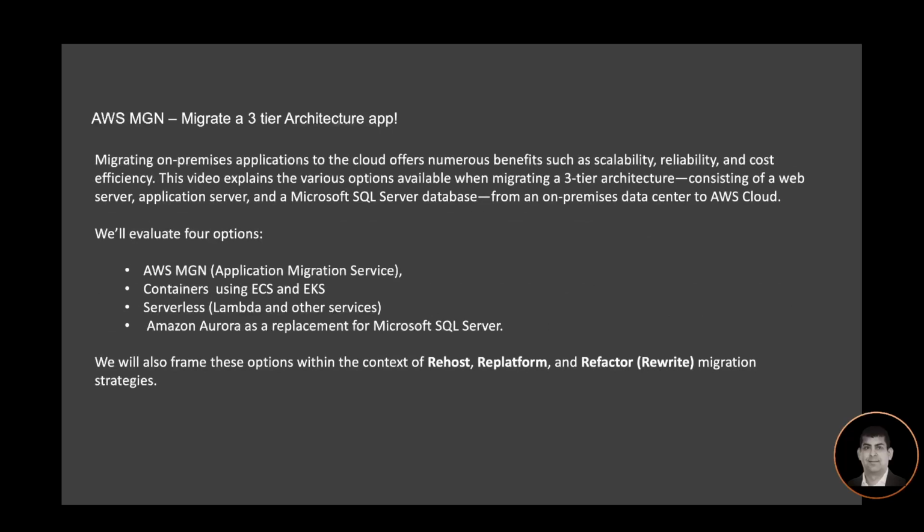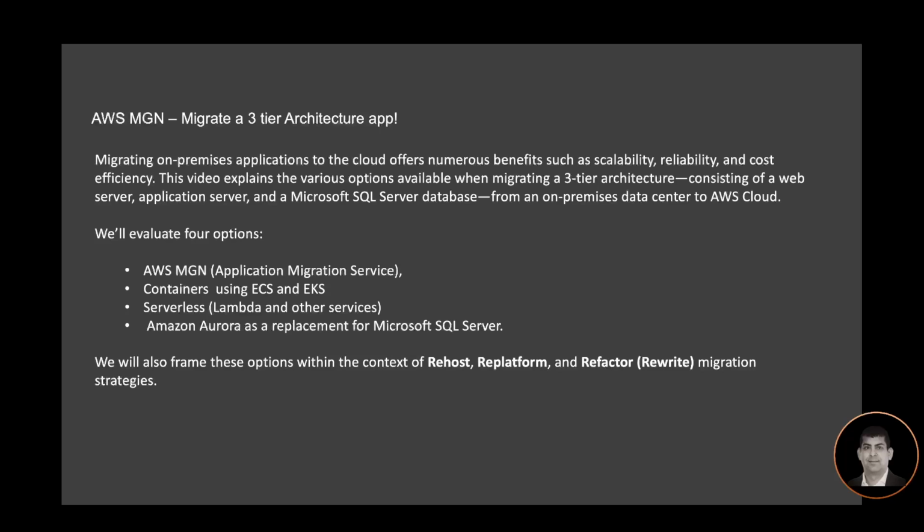Migrating on-premise applications to the cloud offers numerous benefits such as scalability, reliability, and cost efficiency. This video explains the various options available when migrating a three-tier architecture, consisting of a web server, application server, and a Microsoft SQL Server database, from an on-premises data center to AWS Cloud.